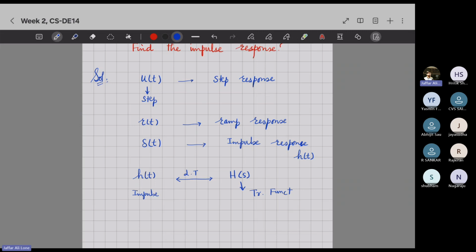So remember this point. Whenever the question is asking you to find the impulse response, it means you have a transfer function. You need to take inverse Laplace, then you will get the impulse response. Or if you're asked to find the transfer function and there is nothing visible, only impulse response is visible, then you have to take the Laplace transform of that and you will get the transfer function. Now let's look into the question.